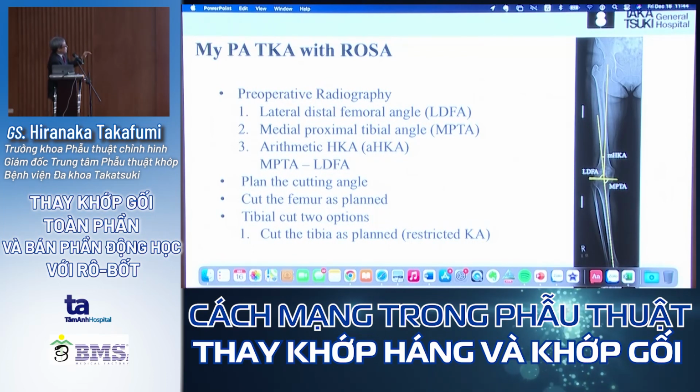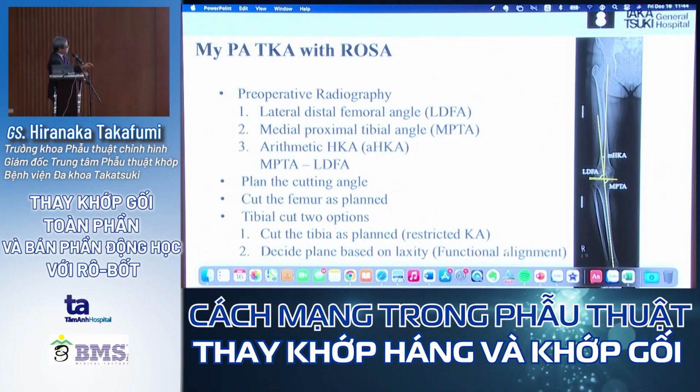So the first option is restricted kinematic alignment. They decide the tibia cutting, cut the tibia as planned. The second one, decide the tibia cutting plane based on the laxity. This is so-called functional alignment.